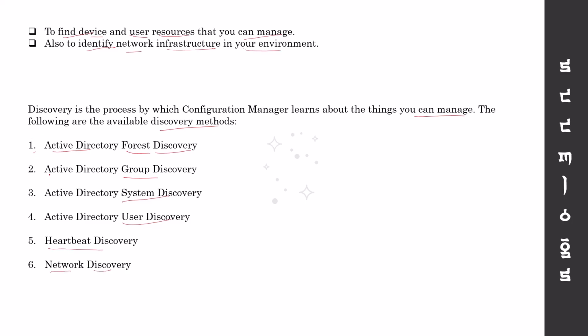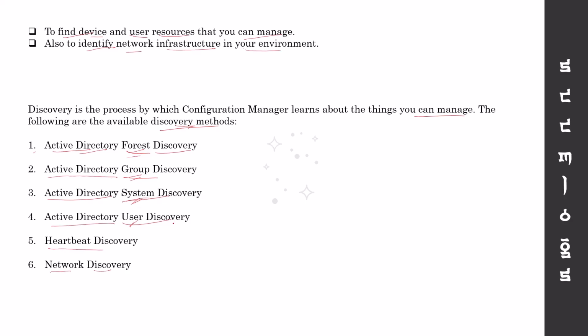You can observe that we are mentioning Active Directory in front of every discovery here. Mainly these four: forest, group, system, and user. We already know that we extended the AD schema, and also we provided full rights to the configuration manager over the Active Directory. So to discover the forest, the domains, and also the groups, systems and users, the discovery methods will use the Active Directory data to find the resources. That is one of the reasons we mention Active Directory system discovery or Active Directory user discovery like that.